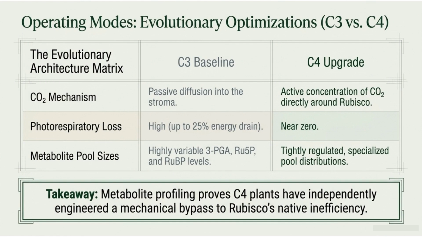While standard C3 plants suffer a passive CO2 diffusion mechanism and up to a 25% energy drain from photorespiration, C4 plants feature a mechanical upgrade. C4 plants actively concentrate carbon dioxide directly around Rubisco, reducing photorespiratory losses to near zero through specialized metabolite pools.